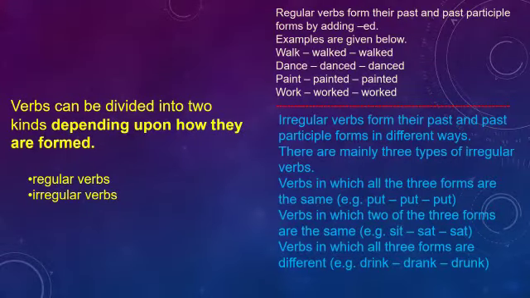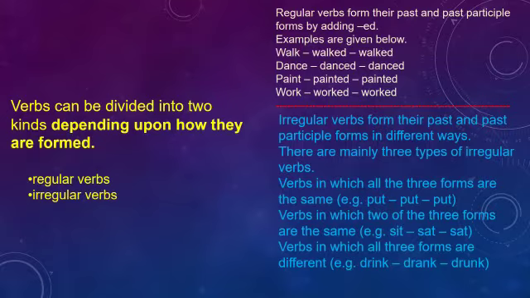Verbs can be divided into two kinds depending upon how they are formed. The first one is regular verbs, the second one is irregular verbs. Regular verbs form their past and past participle forms by adding ed. Look at this example: walk, walked, walked; dance, danced, danced; paint, painted, painted. So it is following a pattern.